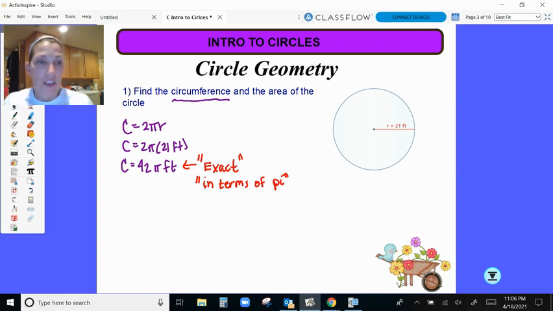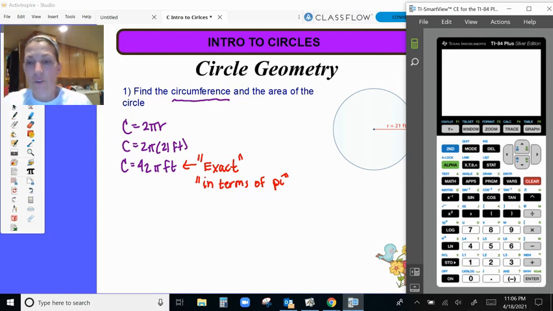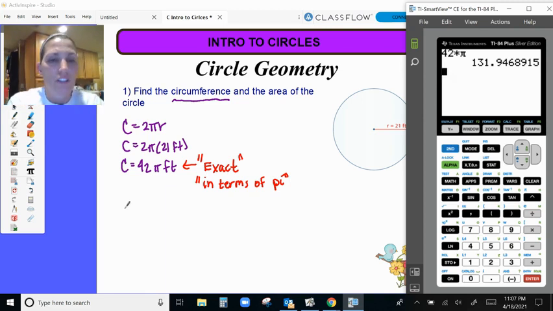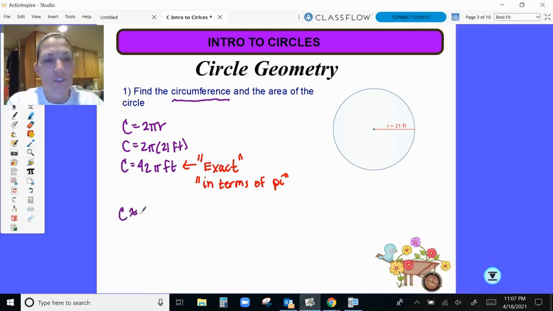That's an exact answer. Now, if you're asked to approximate your answer, then that's when you're going to go ahead and multiply that out by pi. So we're going to take our 42 and multiply that by pi. And then we're going to usually round to the nearest tenth. So it's going to be 131.9. Okay, so we'll have circumference is approximately equal to 131.9 feet. Okay, and that's my approximation. So depending on what they're asking you to do, we either give them the approximation or the exact answer.